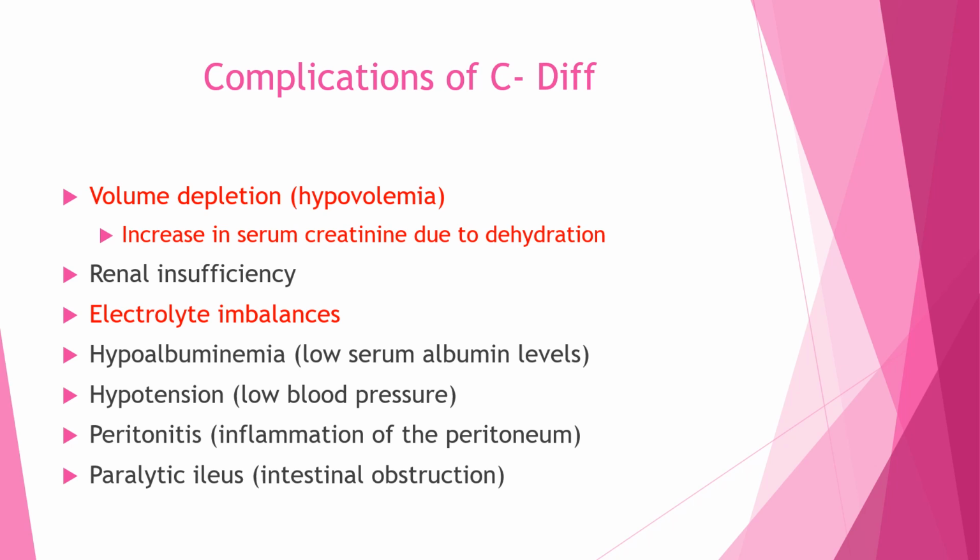Renal insufficiency. Another complication, ladies and gentlemen, listen up, is electrolyte imbalance. Also hypoalbuminemia, a low serum albumin level, hypotension, which we know is low blood pressure, peritonitis, inflammation of the peritoneum, and then a paralytic ileus. A paralytic ileus is an intestinal obstruction.